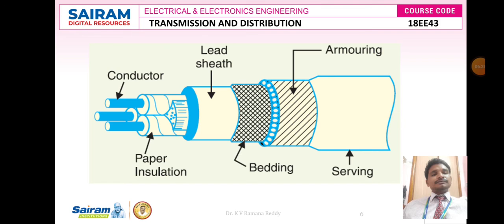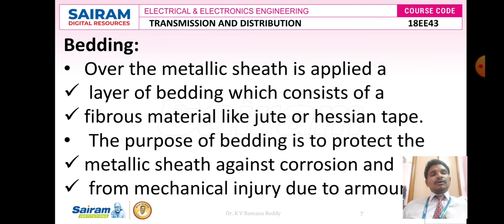Next. Again the lead sheath is provided, and it is covered by one more insulating material which is called bedding. What is meant by bedding? Over the metallic sheath a layer of bedding is applied, which consists of a fibrous material like jute or Hessian tape.